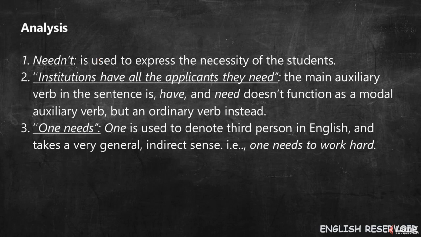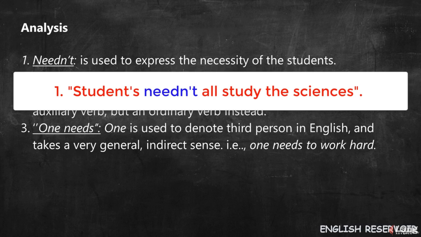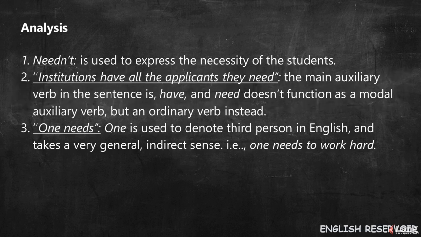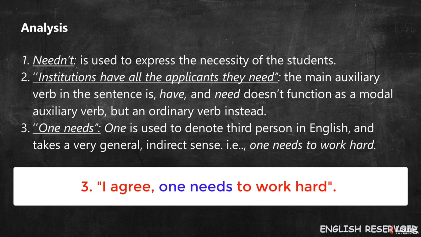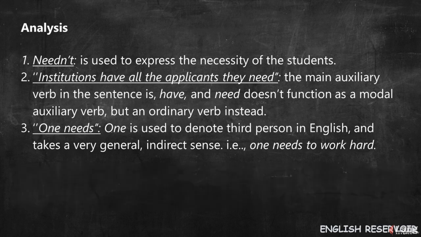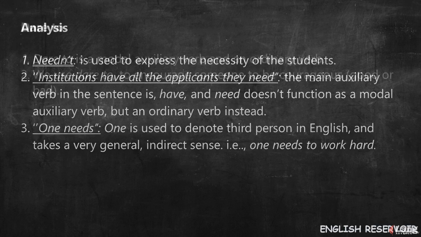Analysis. 1. Needn't is used to express the necessity of the students. 2. Institutions have all the applicants they need. The main auxiliary verb in the sentence is have, and need doesn't function as a modal auxiliary verb, but an ordinary verb instead. 3. One needs. One is used to denote third person in English and takes a very general, indirect sense, i.e., one needs to work hard.